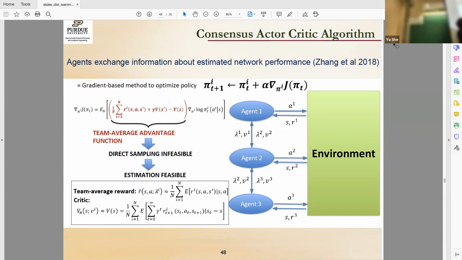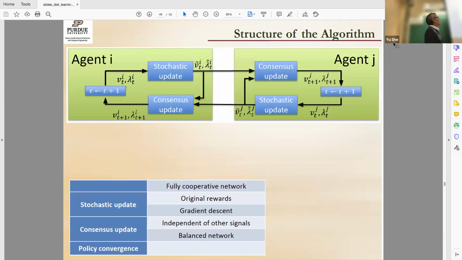Essentially, the intuition is that this is like an average, so I can do a consensus algorithm. What he proposed was that agent i does a stochastic update and also a consensus update. This consensus update makes sure that the gradient I'm calculating is in the correct direction, by taking the team into account. If it's a fully cooperative network and the network is undirected, let's say, then I converge to the global optimum of the entire construction.